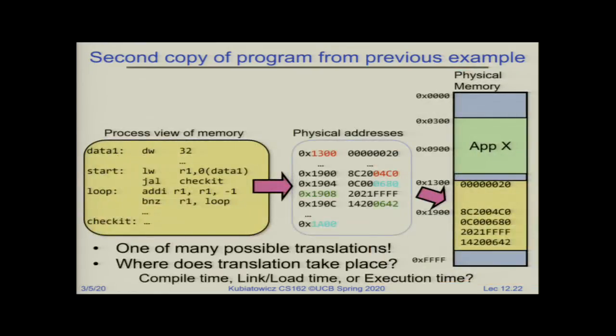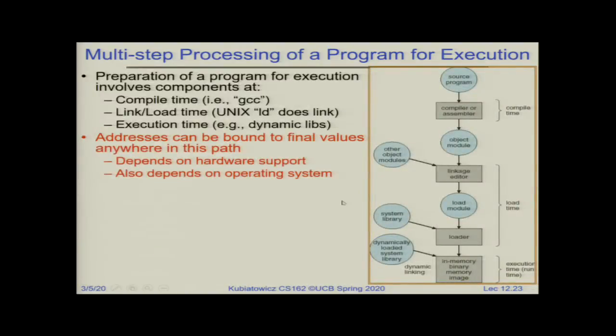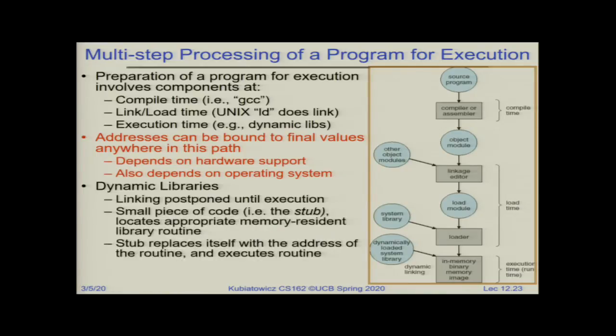So one way to look at what this process is doing is it's binding: where is data 1? Well, data 1 in this case is bound to 1300. That process had to happen at a linking stage here, okay? But that can happen at many places along the path, and this depends on whether we have, for instance, hardware support for translation or not. It also depends on the operating system, okay? And so one thing I did want to point out, I said it already, is that dynamic libraries are an amazing innovation, okay?